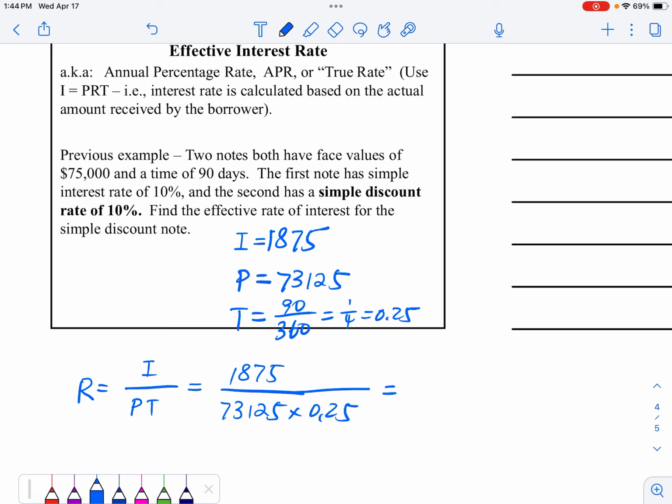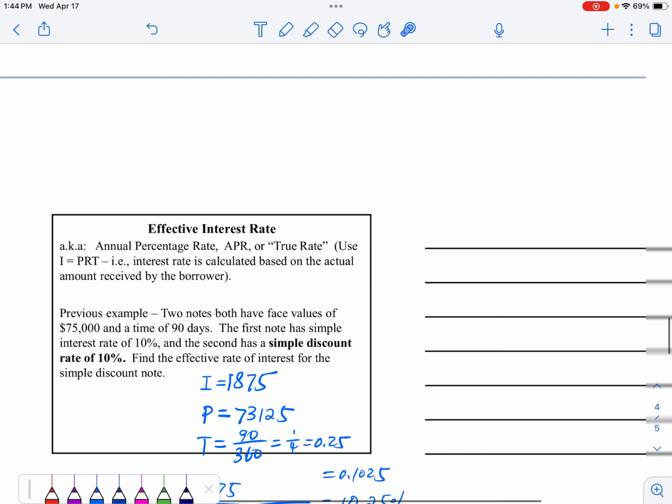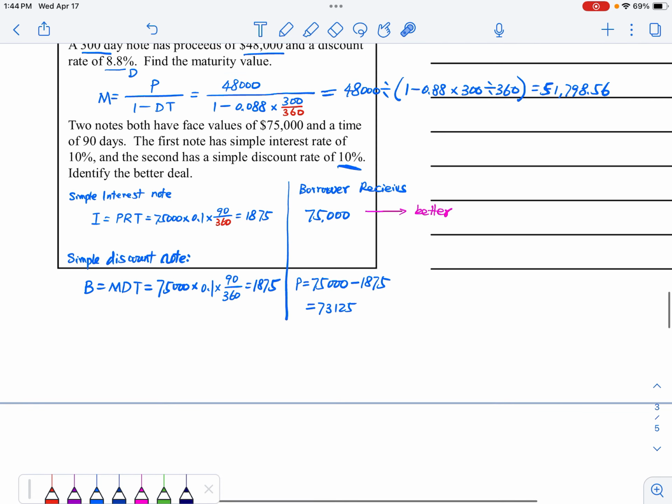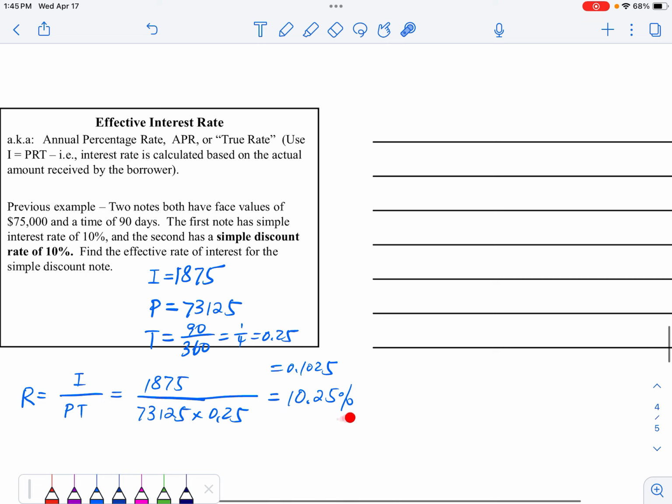Now if you do the math, this is going to be 0.1025. I convert it into percent, 10.25%. So actually in the simple discount note in this scenario, don't be fooled by the rate printed here in the note. This is simply the simple discount rate. This rate is not the real rate. The real APR is actually 10.25%. So hopefully you're a better informed customer now.